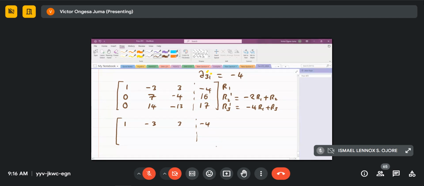So I need to identify what is the new multiplier lambda 32. Tell me, what is lambda 32? -2, correct. And so row 1 is maintained as row 1. Row 2 is maintained as row 2. But new row 3 is the same as what? -2 row 2, and then plus row 3.